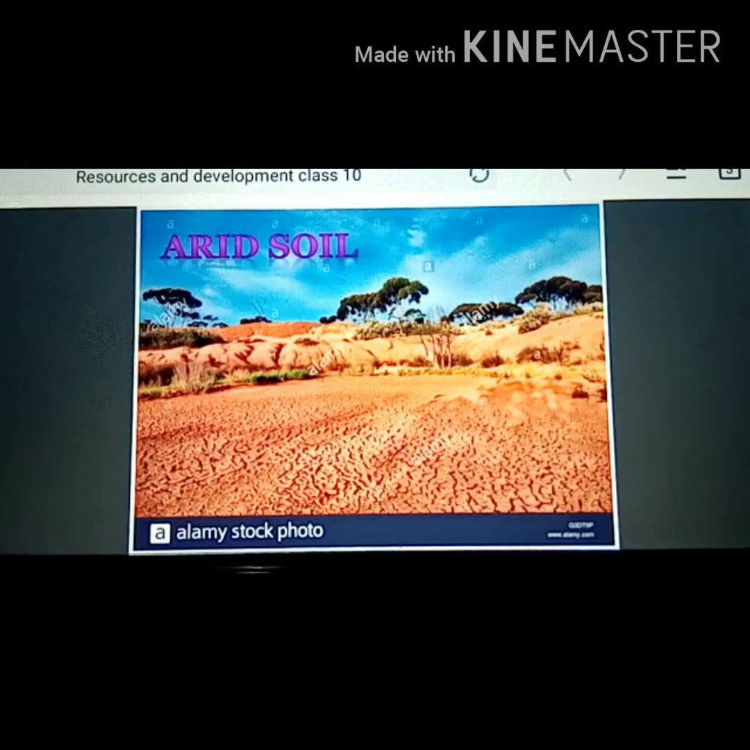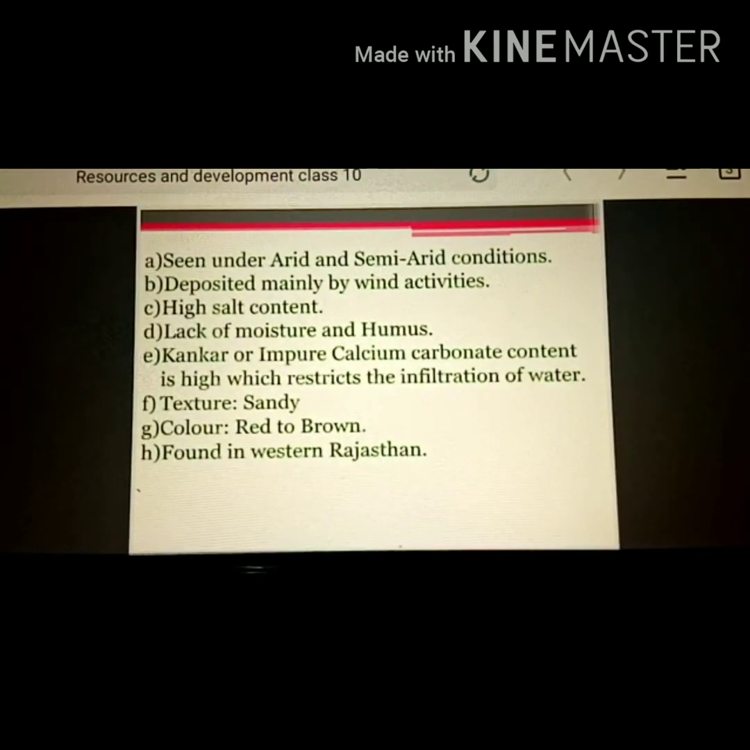Our next topic is arid soil. Seen under arid and semi-arid region, means dry region where humidity is less, water capacity is less. Deposited mainly by wind activities, high salt content, lack of moisture and humus, kankar or impure calcium carbonate content is high, which restricts the infiltration of water.